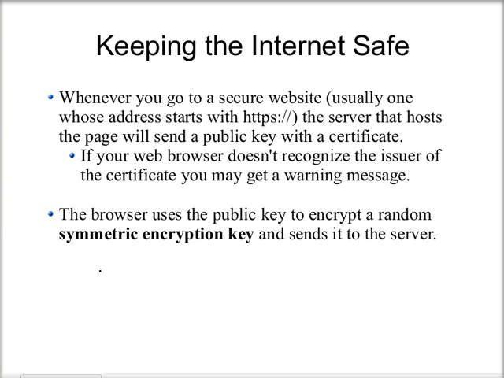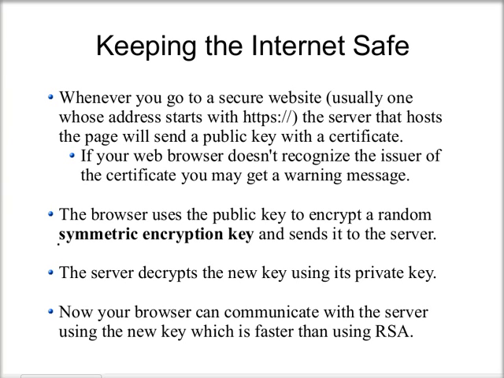The browser uses the public key that it's been given by the website to encrypt a random symmetric encryption key, so a key like the one that we saw in our encryption schemes, and sends it to the server. The server decrypts the new key using its private key, and now your browser can communicate with the server using the new key, which is faster than using RSA. So it uses RSA to securely send a key, and then it uses another encryption scheme that is more like the ones that we saw in the book.